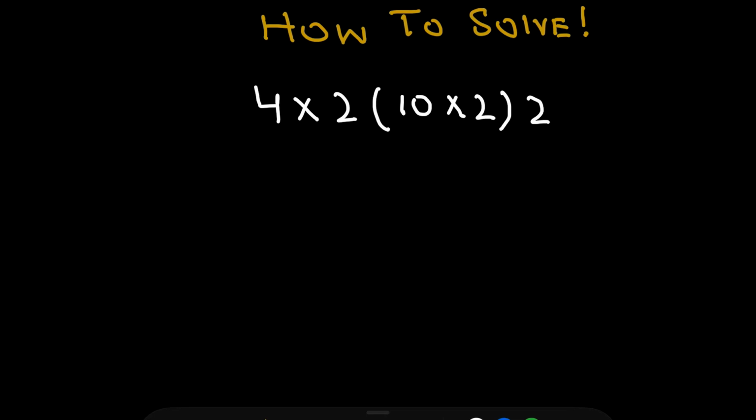WR Academy. In this video we are discussing the example based on order of operation. Here you can see 4 multiply 2 bracket open, 10 multiply 2 bracket close, multiply with 2.